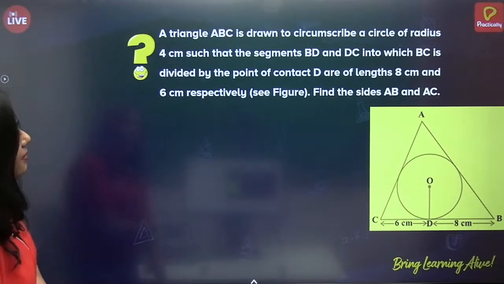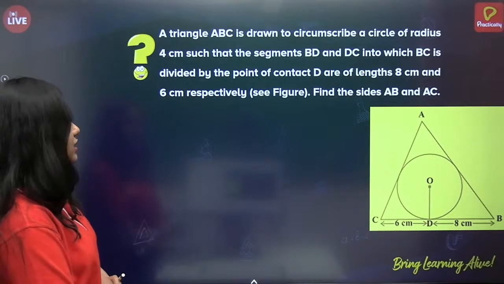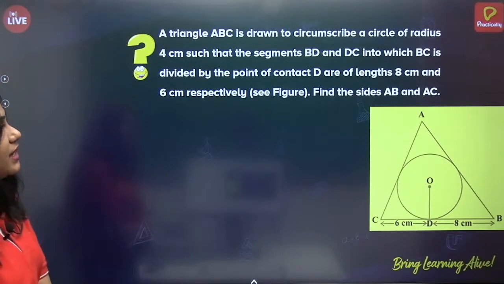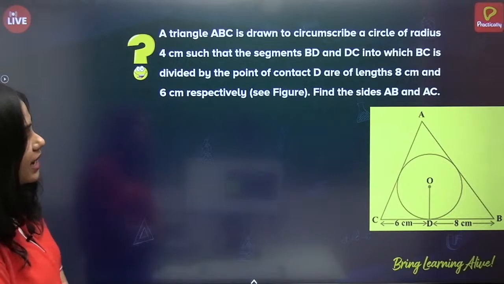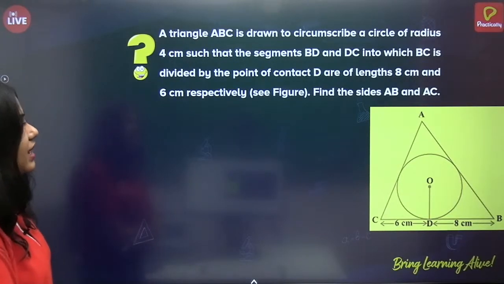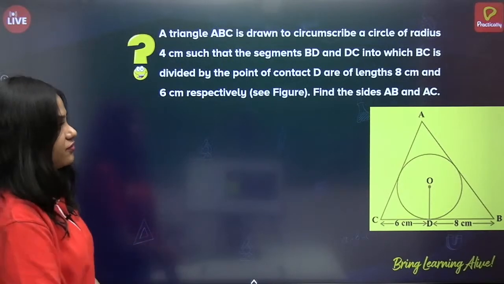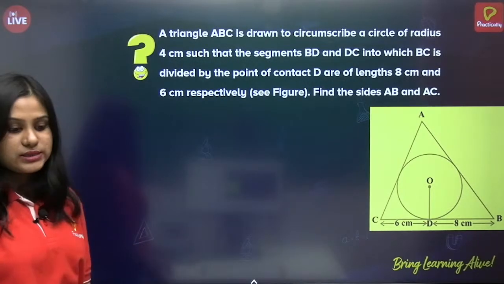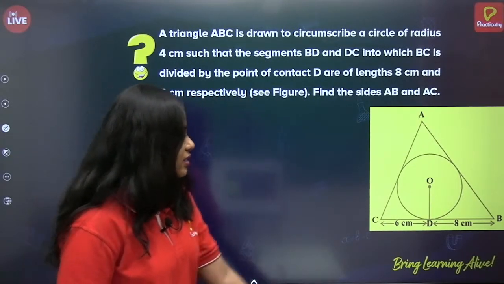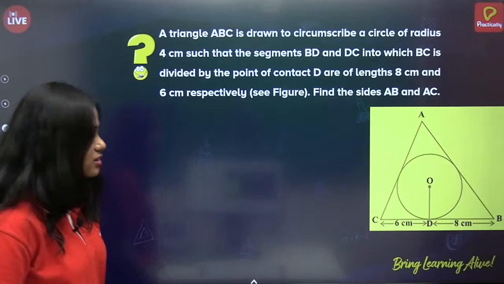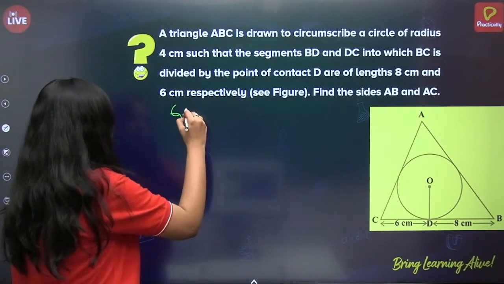A triangle ABC is drawn to circumscribe a circle of radius 4 centimeters such that segments BD and DC, into which BC is divided by the point of contact D, are of length 8 centimeters and 6 centimeters. Now just see the figure. Find the sides AB and AC. So what is given? CD is equal to 6 centimeters, BD is equal to 8 centimeters, and the radius is 4. That is given.